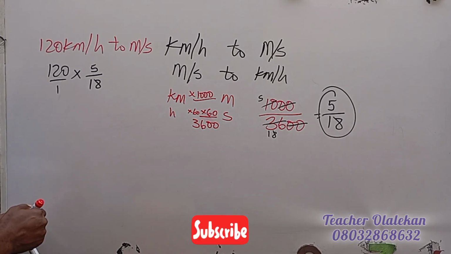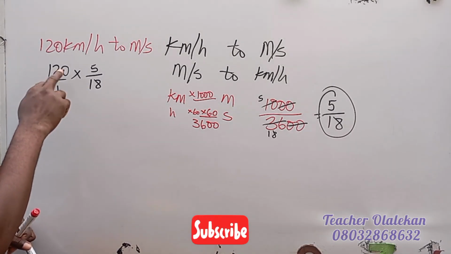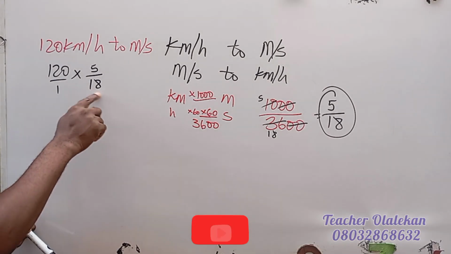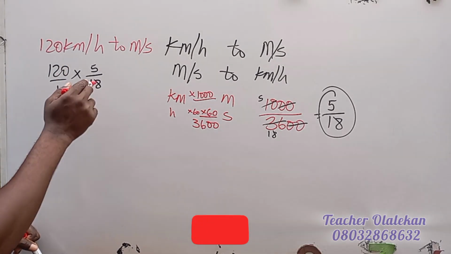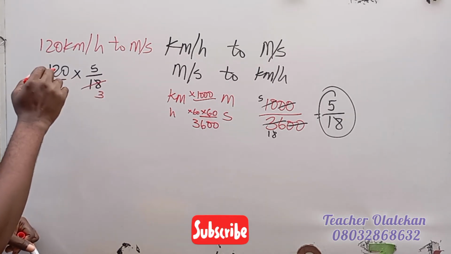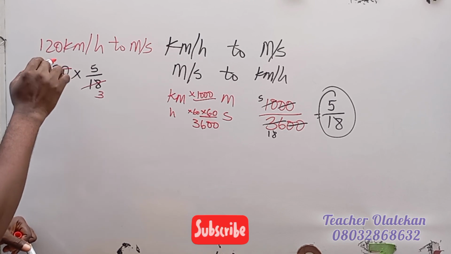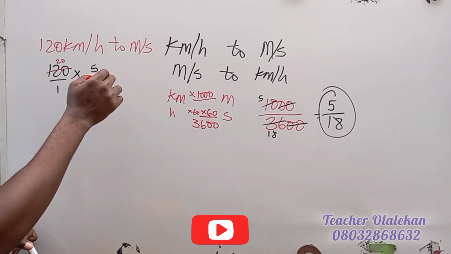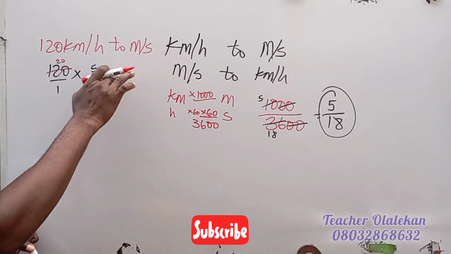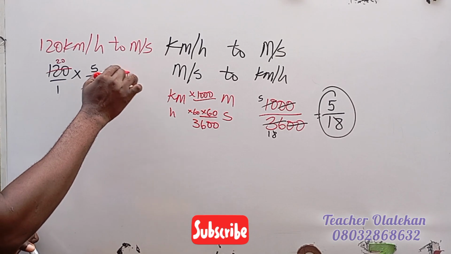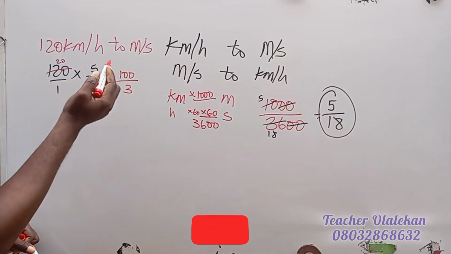So now let's do the math. I think 3 goes. Let's start with 3, and 6 should go since 3 goes twice. So let's use 6. 6 here 3, and 6 here is 20. So now let's multiply. This becomes 40. This becomes 100 over 3. So now let's divide.